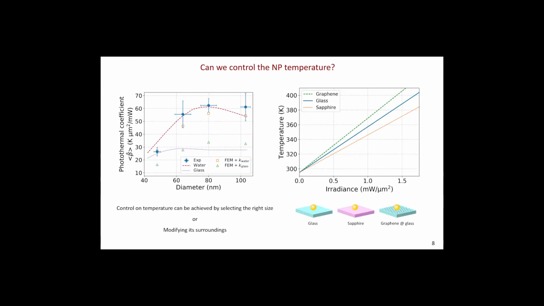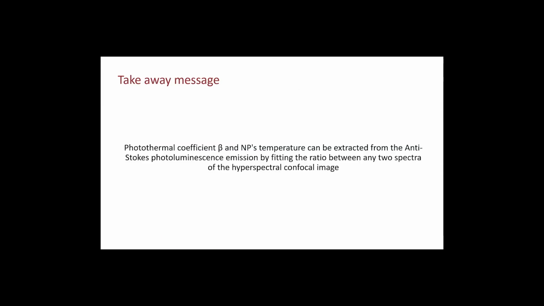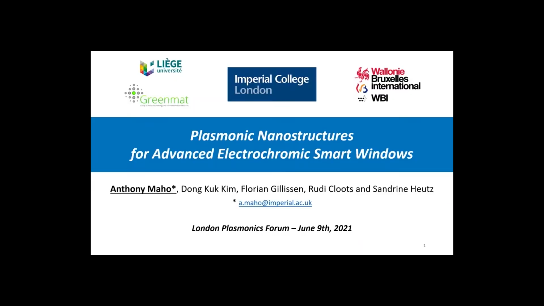After that, we study: can we control the nanoparticle temperature? We found that for gold nanospheres, by selecting the right size, you can control the temperature in your experiment. Also, you can modify the surroundings, although it might not be so intuitive. This is the takeaway message. Photothermal coefficient and nanoparticle temperature can be extracted from the anti-Stokes photoluminescence emission by fitting the ratio between any two spectra of the hyperspectral confocal image.